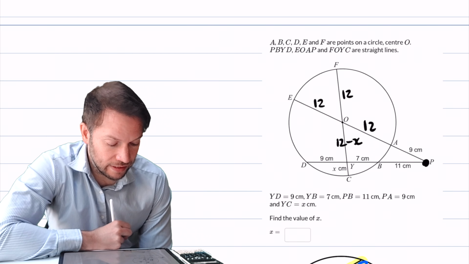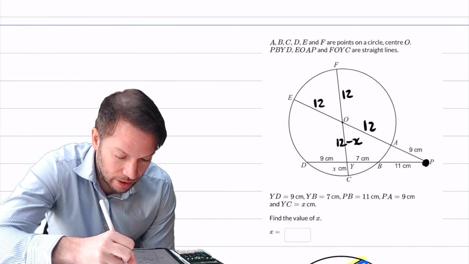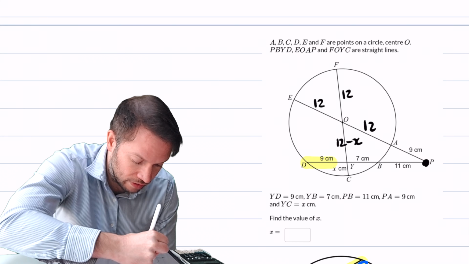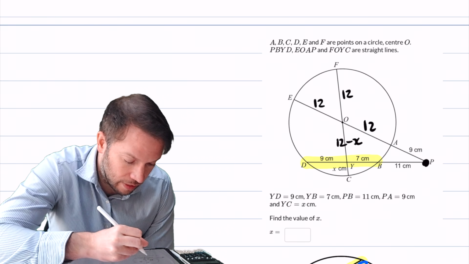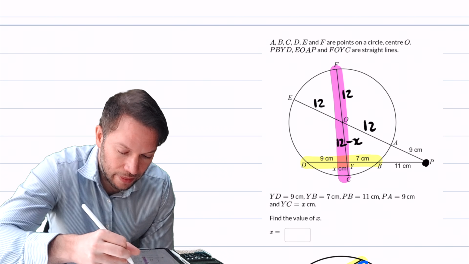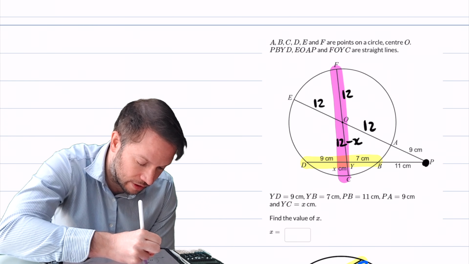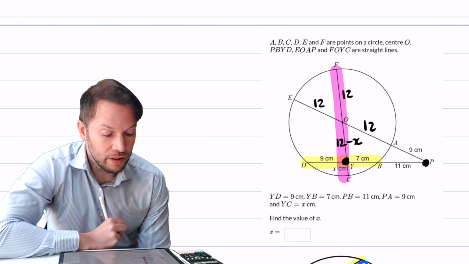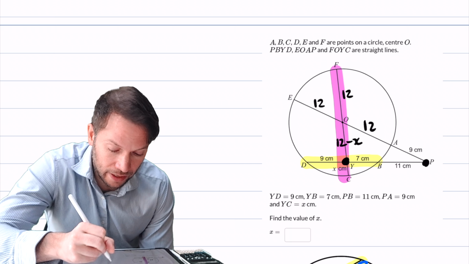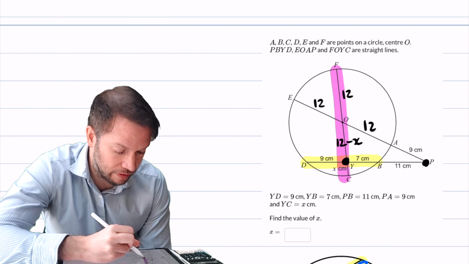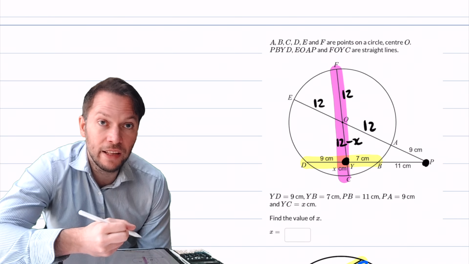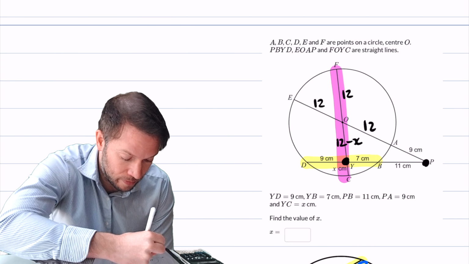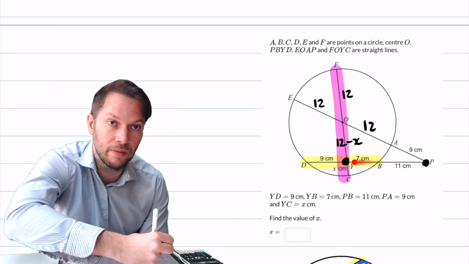Now we're going to use the intersecting chord theorem. Can you see that this chord here, a chord is a line that connects 2 points of the circumference of a circle, intersects this chord here, right? And the point of intersection is this point Y here, right? So the intersecting chord theorem states that if we do the lengths either side of this point of intersection of one chord, so this length times this length is equal to the product for the other one. So this length of 9 times this length of 7.